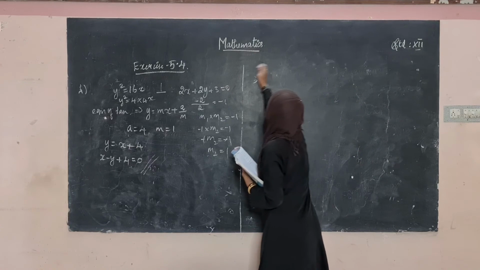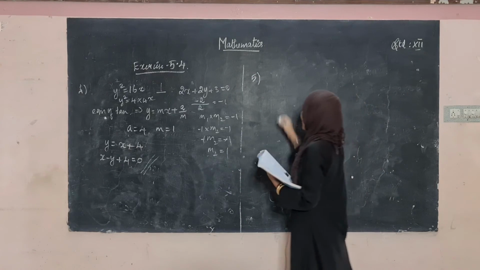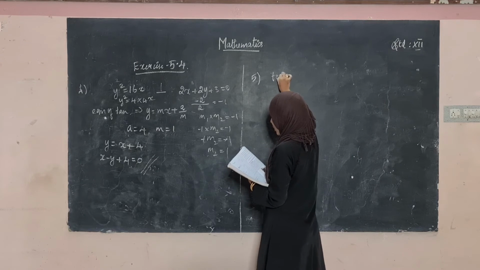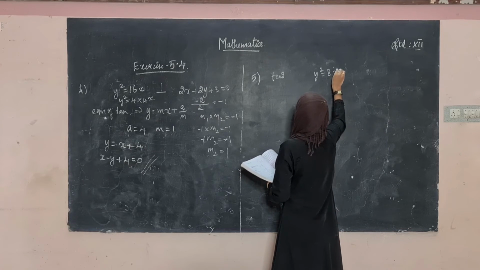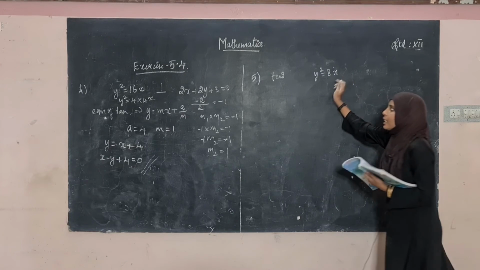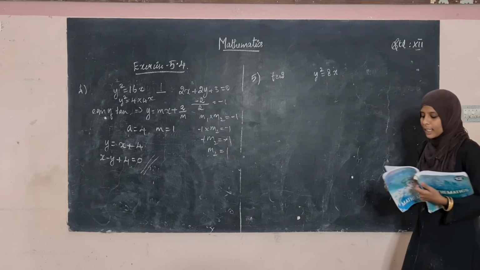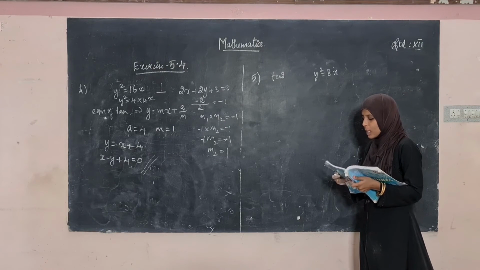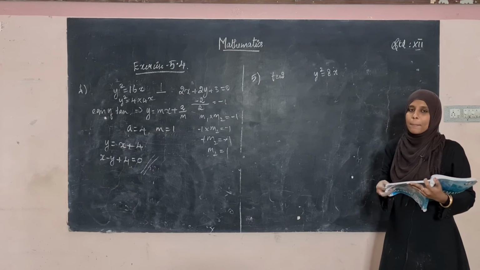Now let us see the fifth sum. Find the equation of tangent at t equal to 2 to the parabola y square is equal to 8x. Since t is given, we have to use the parametric form. In the hint also they have asked us to use the parametric form. So you have to find the equation of tangent in the parametric form.